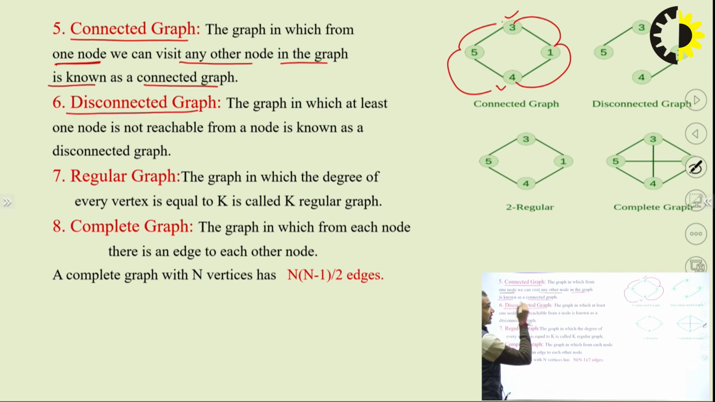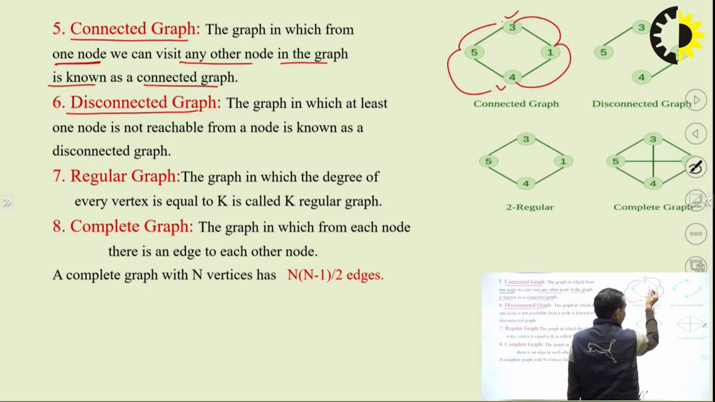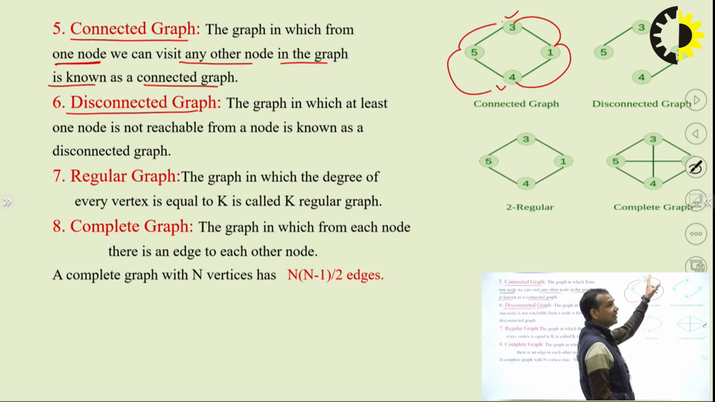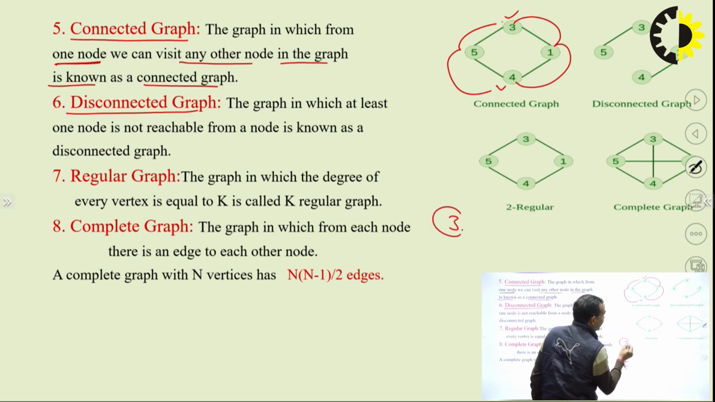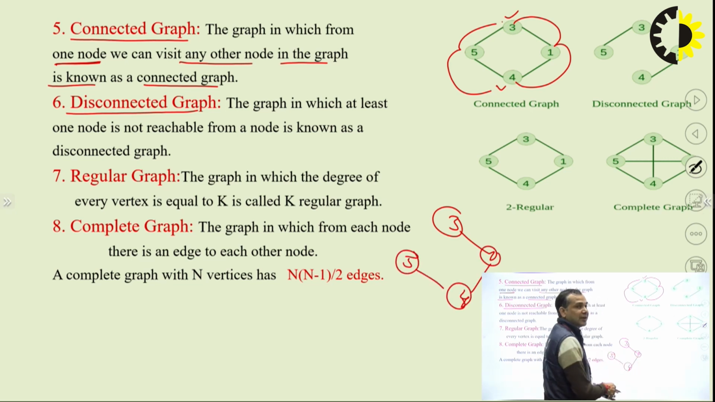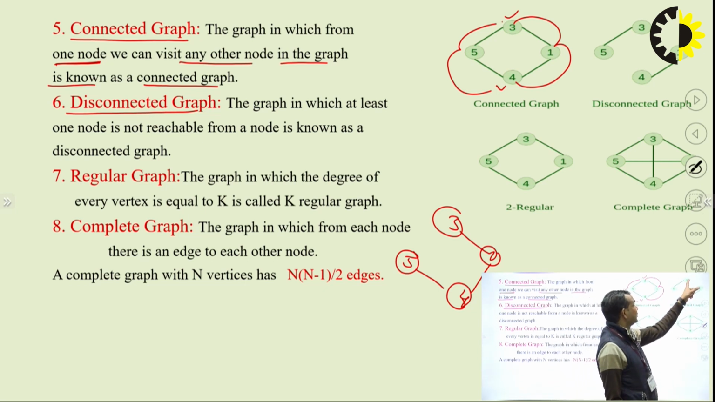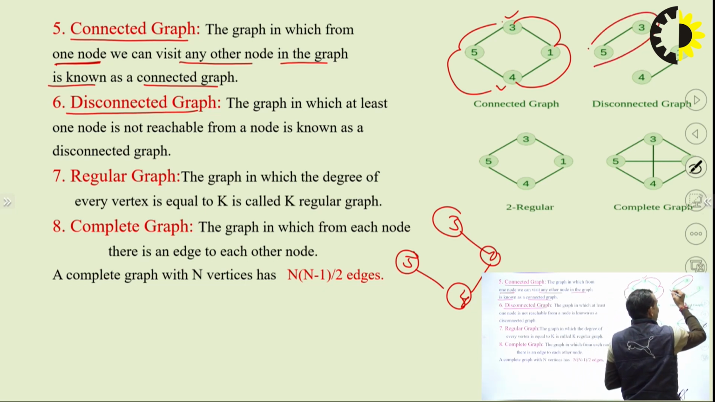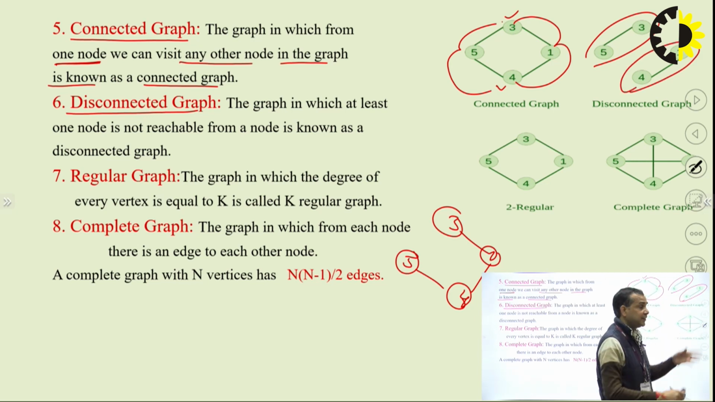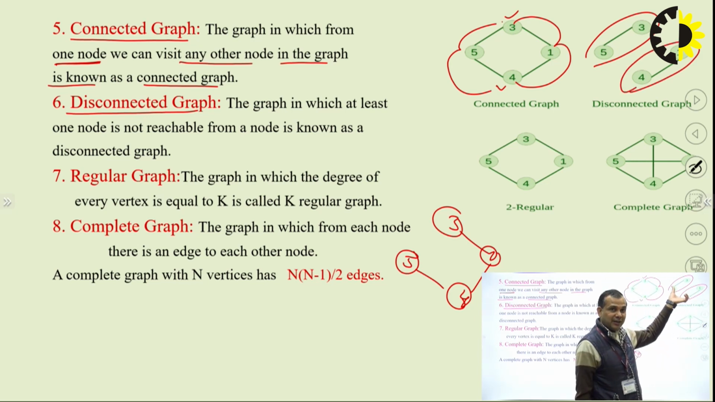Next one is the disconnected graph. Similarly here, if I am taking this example, if all the nodes are connected, suppose I start from 3 to 1, 1 to 4 and 4 to 5. So this is also known as a connected graph. All the vertices, all the nodes are connected to each other. But here, if I say this is one graph and this is another graph, we have said that these are two graphs. But if we combine these two, this is a disconnected graph. There is no link between all the nodes, all the vertices.